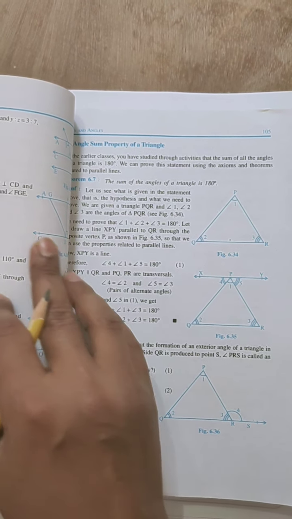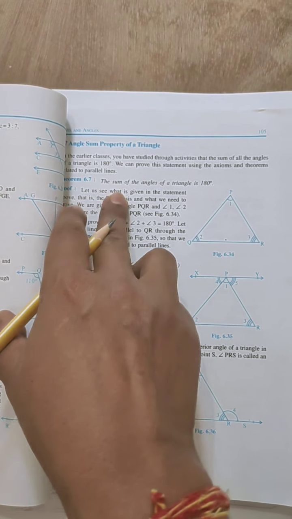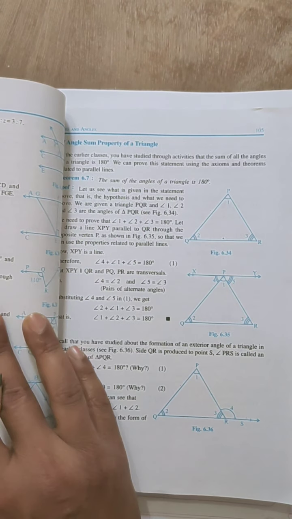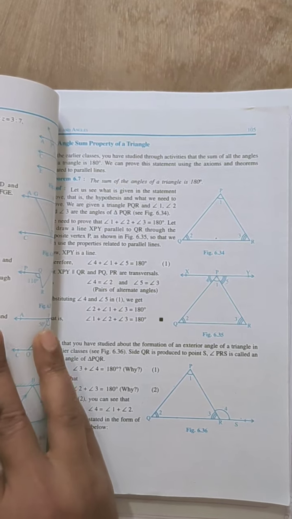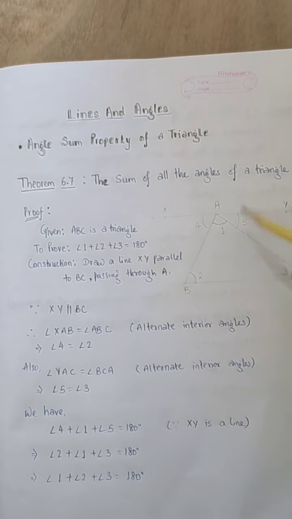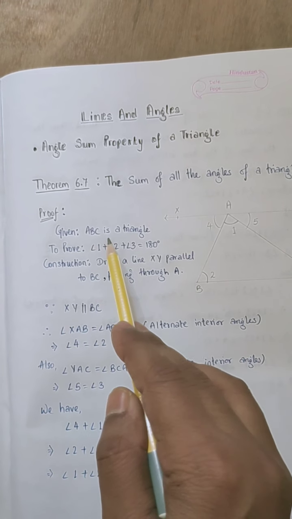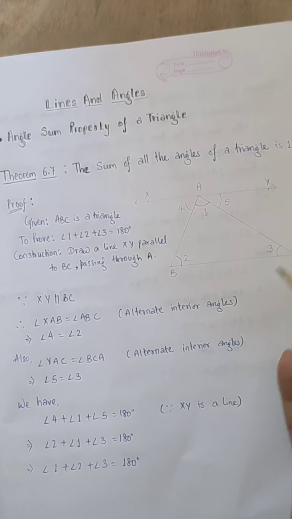In the NCERT book, theorem 6.7 says that the sum of all the angles of a triangle is equal to 180 degrees. So we are going to prove that one only. Now draw the figure with a pencil. We are given that ABC is a triangle. It can be any type of triangle.